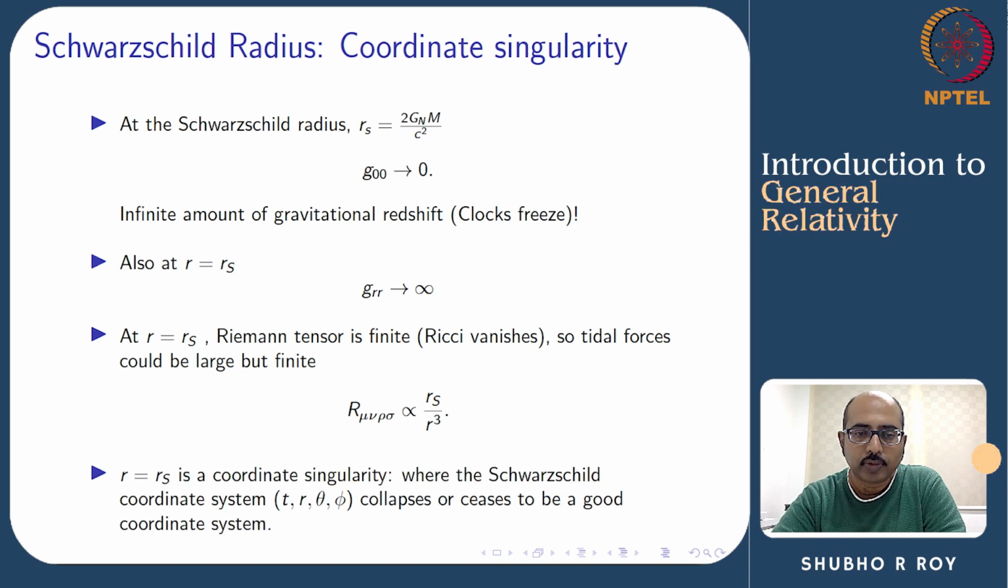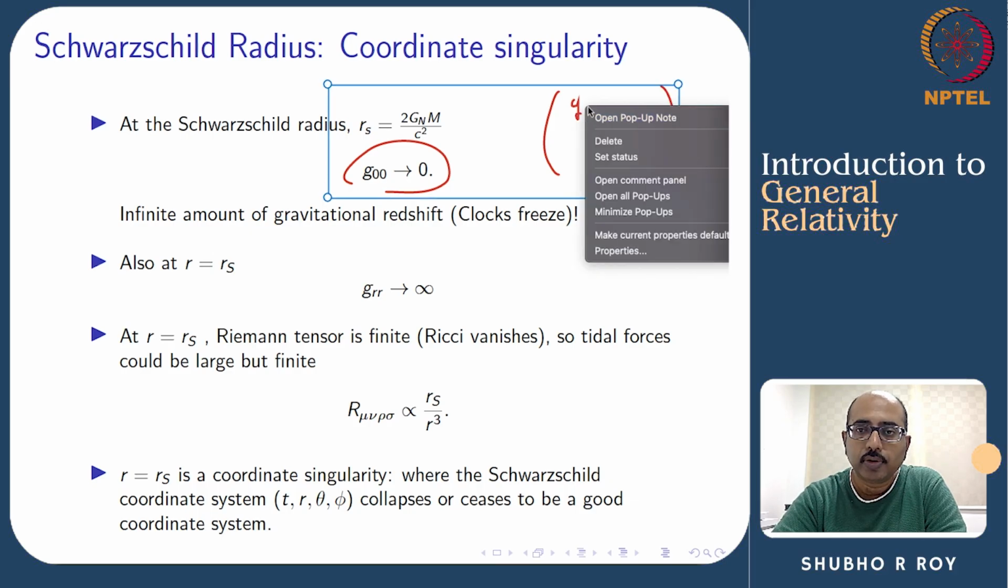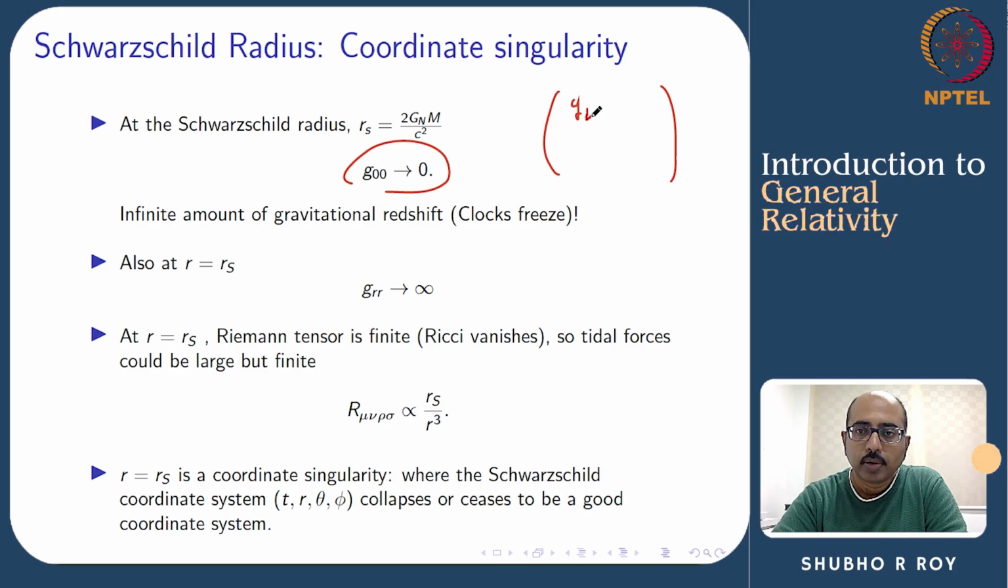So what is this location about? In fact, it turns out that r equals rs is a coordinate singularity, where the Schwarzschild coordinate system t, r, theta, phi collapses or ceases to be a good coordinate system. How do we see that? Well, G00 goes to 0. And if you remember the Schwarzschild metric, it is diagonal. You have G00, and then you have GRR. These are all diagonal entries. And then for theta, theta, and phi, phi, and so on and so forth. Okay, so it's a diagonal Schwarzschild coordinate system.